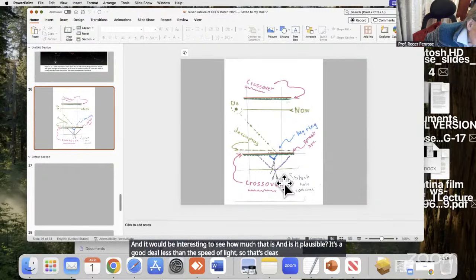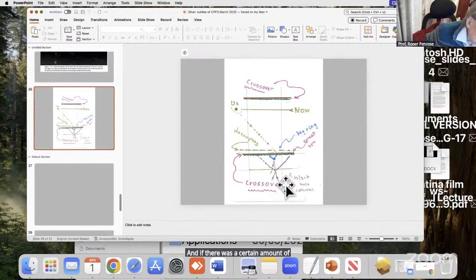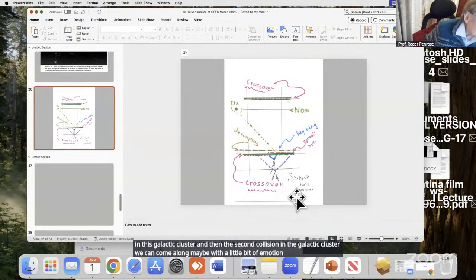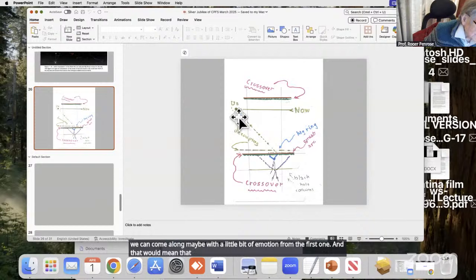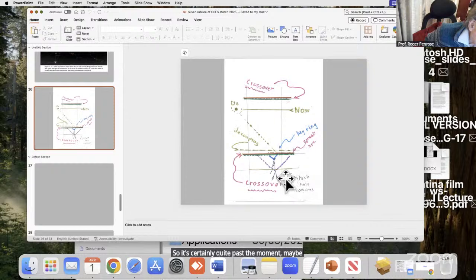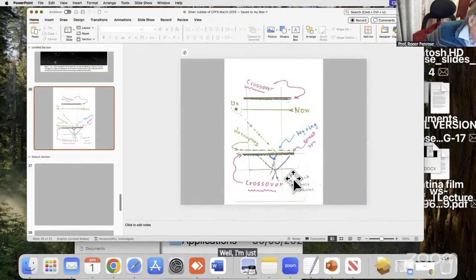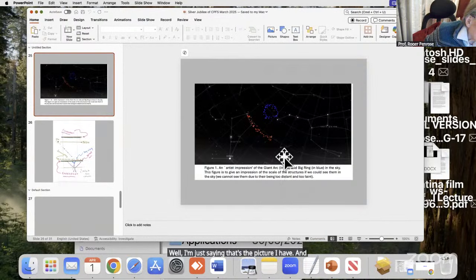But if there was a certain amount of proper motion between the first collision in this galactic cluster and then the second collision in the galactic cluster, we come along maybe with a little bit of a motion from the first one, and that would mean that they're not quite concentric as you see them. So it's certainly quite possible, but maybe close to being concentric because it came perhaps from the same galactic cluster, which seems to me a plausible idea. Well, I'm just saying that's the picture I have, and maybe that does explain the ring.